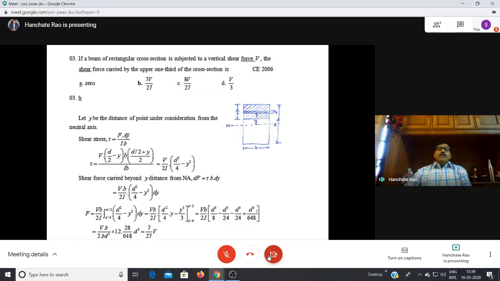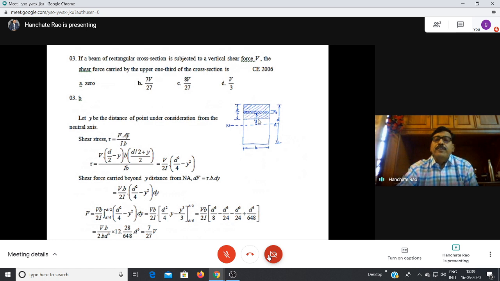If a beam of rectangular cross section is subjected to a vertical load, shear force V, the shear force carried by the upper one third of the cross section is? So we have a rectangular cross section, and we want to find the shear force carried by the upper one third. The total depth is D, so the upper D by 3 portion, how much shear force is it carrying?